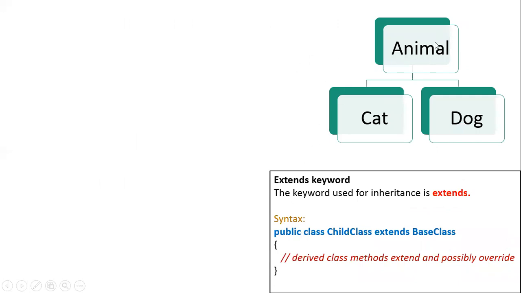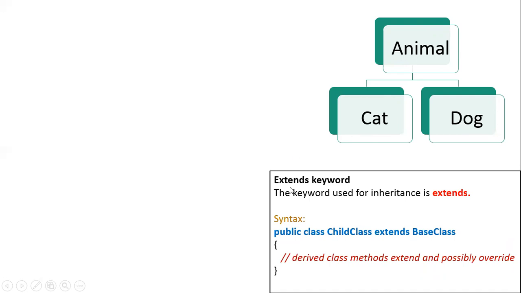Now here we can see another example. This animal is a base class and it is inherited by two subclasses, cat and dog. So these subclasses inherit states and behavior of this base class and they can add their own states and behavior in their child class. How do we actually implement this inheritance in programming?